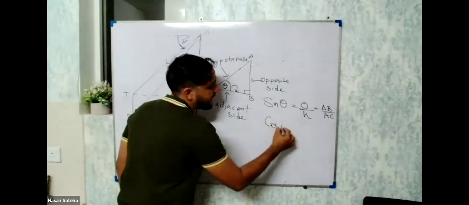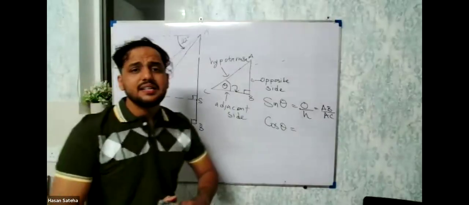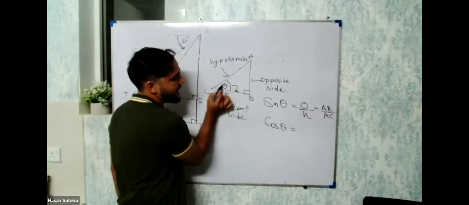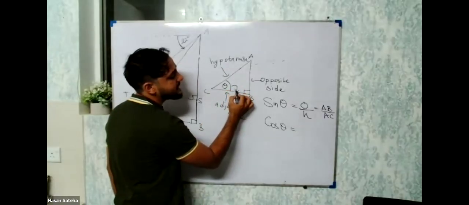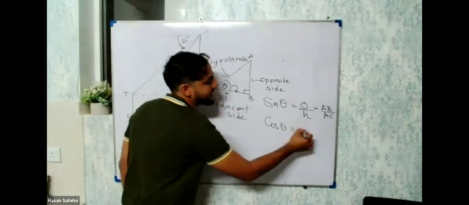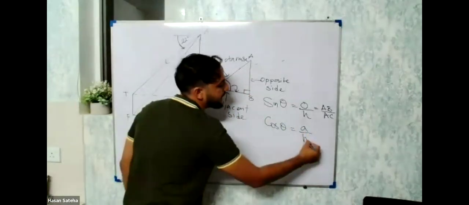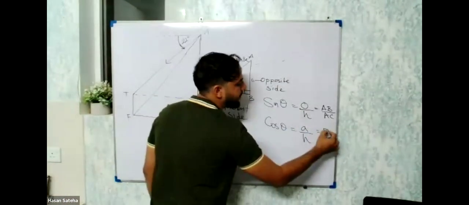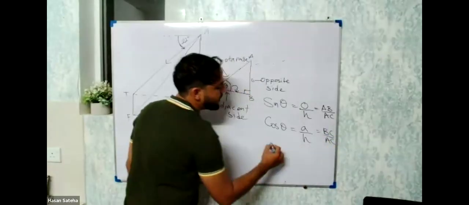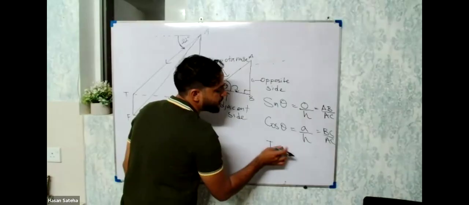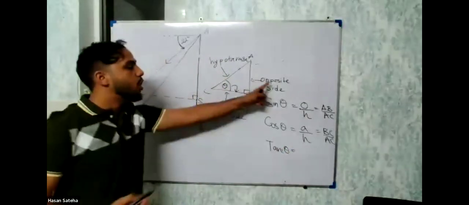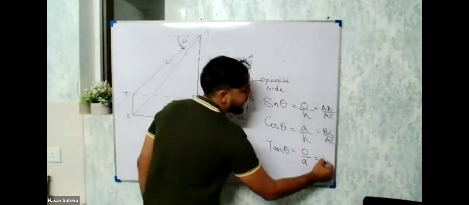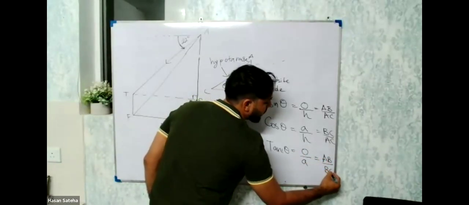Cos theta. Now remember, cos will be adjacent over hypotenuse. If you take this angle theta here, the side next to the theta, that is your adjacent, I'll write A here over hypotenuse. That is your cos theta. Now in this triangle here, the adjacent is BC over AC. Finally, you have another ratio, that is your tan. Your tan theta is opposite over adjacent. So that is AB over BC.